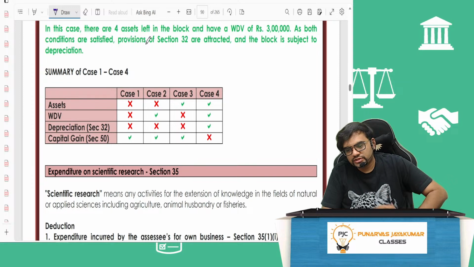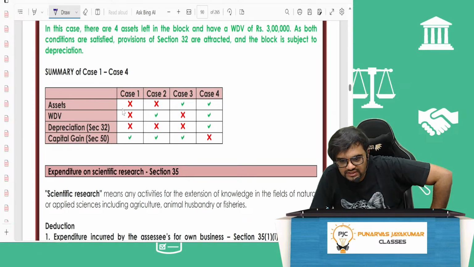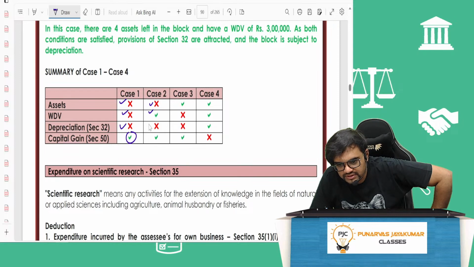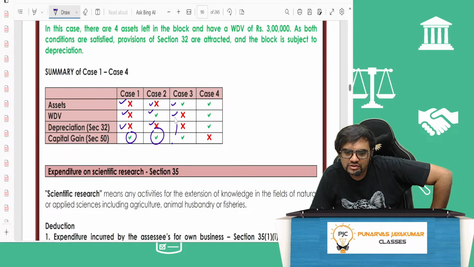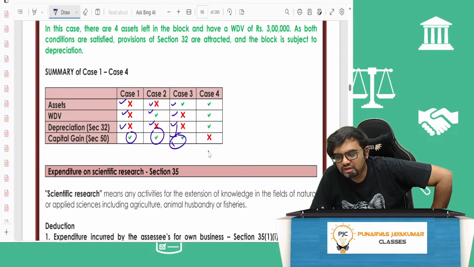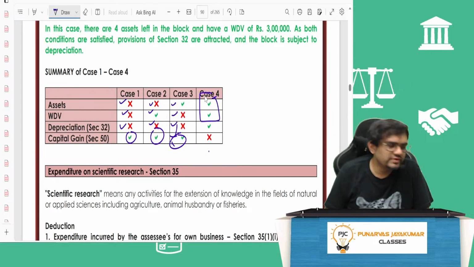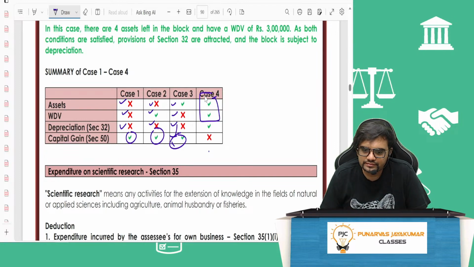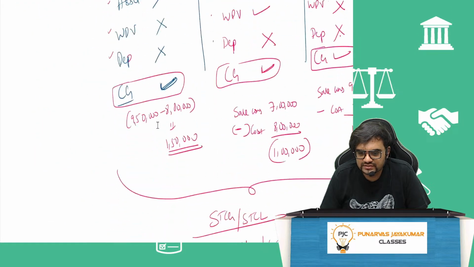So simply put, in all cases, when assets are also not there, WDV is also not there, depreciation will not come, capital gain will come. When asset is not there but WDV is there, depreciation will not come, capital gain will come. When assets are there but WDV is not there, depreciation will not come, capital gain will come. When will capital gain not come and depreciation come? Both assets and WDV must be there. That is sale of asset.